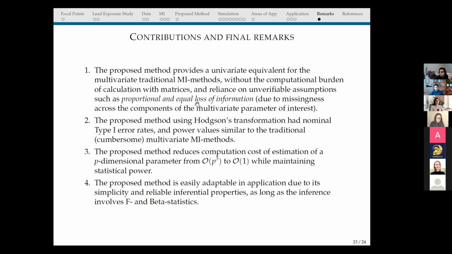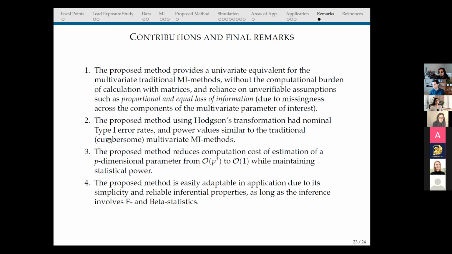And one of the other things is that the traditional method makes an assumption, which is called proportional and equal loss of information. I just put this here hoping that someone in the audience would be familiar with this. It is an assumption that is always made in the traditional method, because it involves matrices. Since my method does not use matrices and is always univariate, I will never need to rely on this assumption. And the problem with this assumption is we can never verify it.